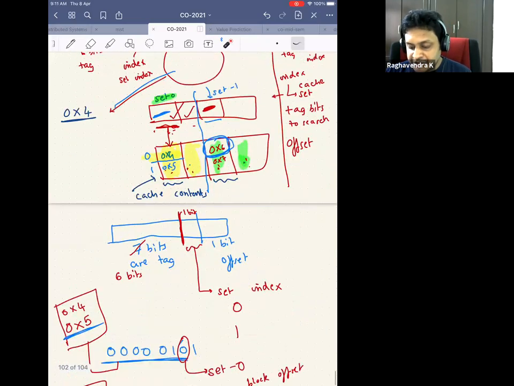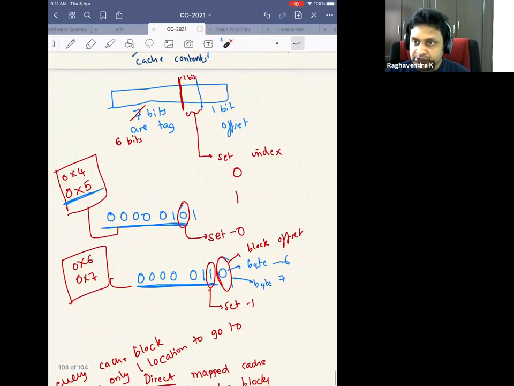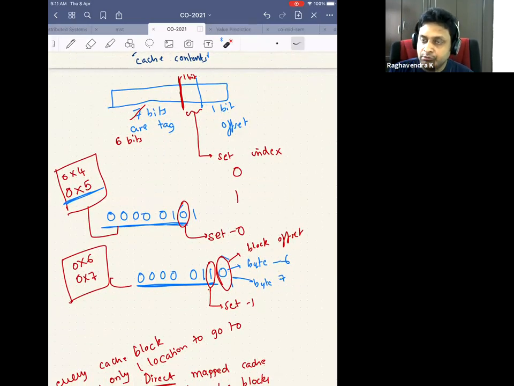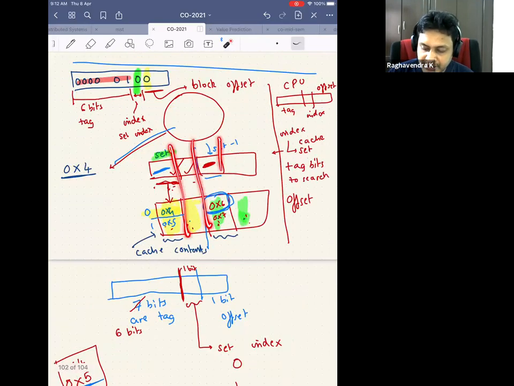The other extreme is called a direct map cache, which means that there is only one location for the particular byte to be stored, which means that this should be divided into 4 sets. The number of bits in the index will be 2 bits here, not 1 bit. And there's only one location to go. It's called the direct map cache.